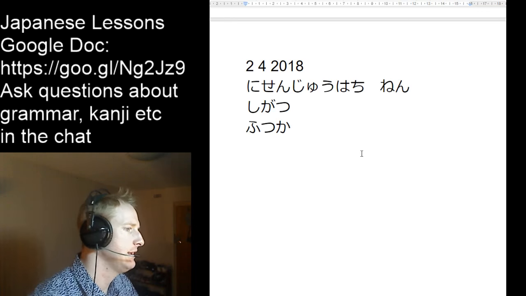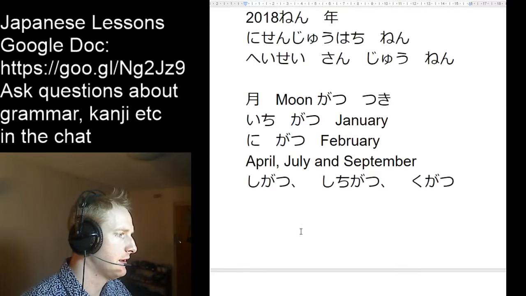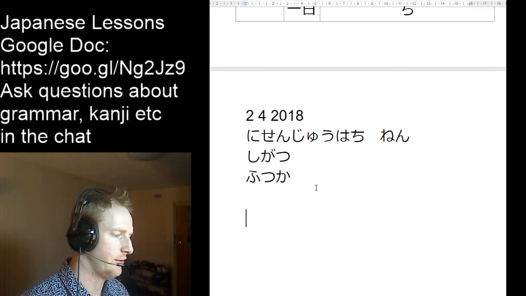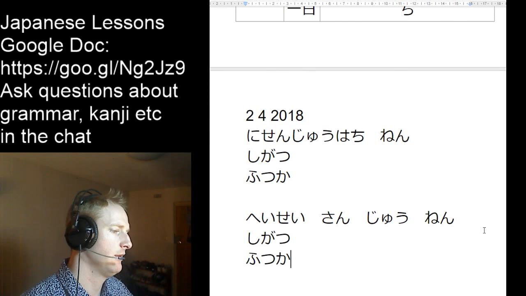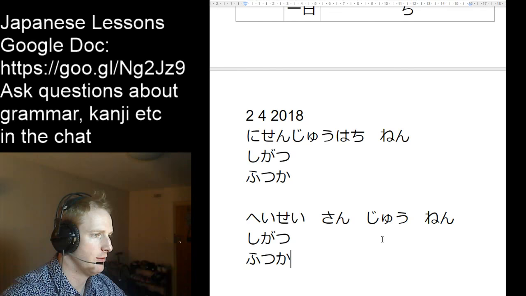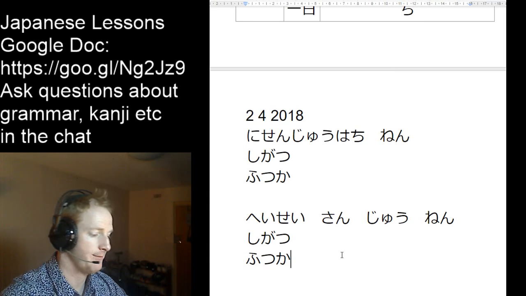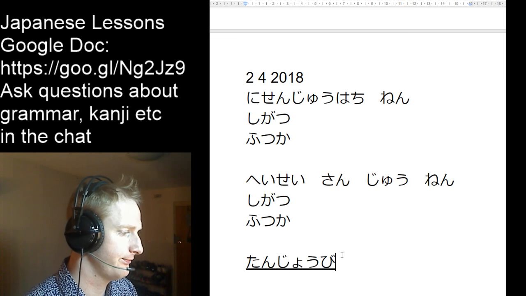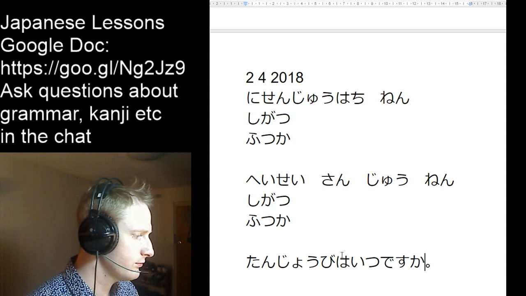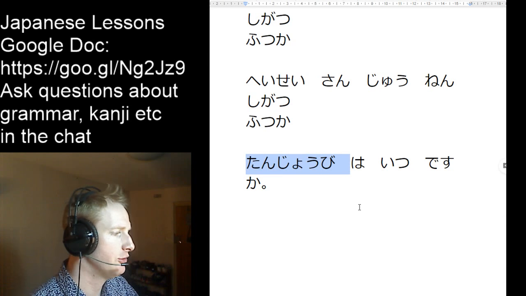So 2018年4月2日です. Alright. And similarly, if we were going to talk about the Heisei, it doesn't really change that much, because it's only the year that you really have to keep in mind. But it would look like that. Heisei 30年4月2日. Alright, that's the general way. So I would encourage you, if you want to remember this, just try and memorize your own birthday. So someone might ask you, alright, tanjoubi is the word for birthday. Tanjoubi wa itsu desu ka?